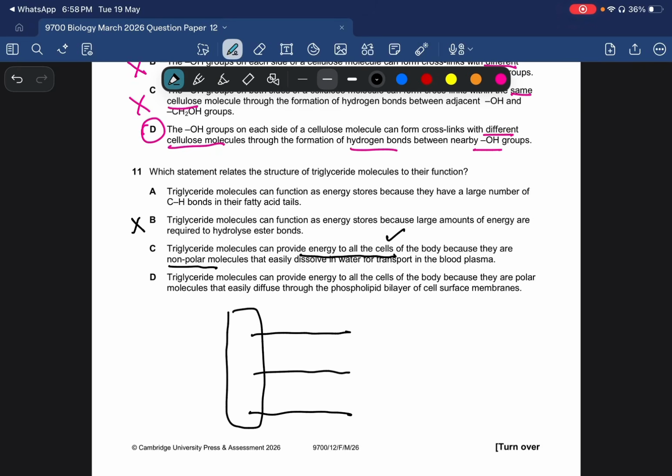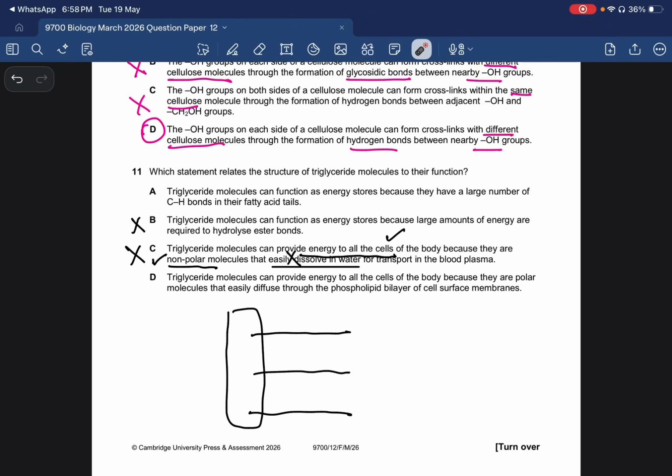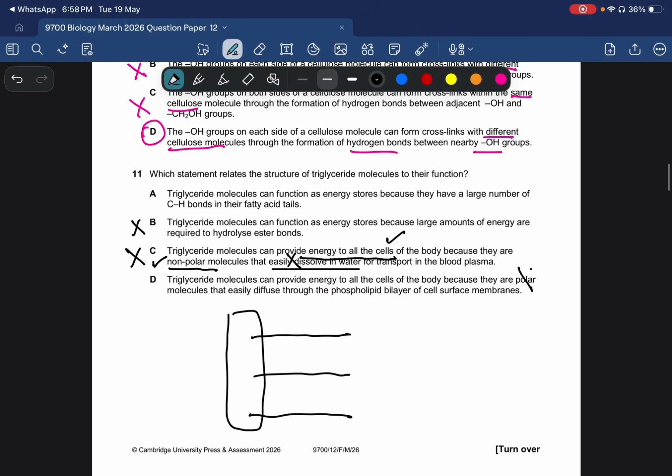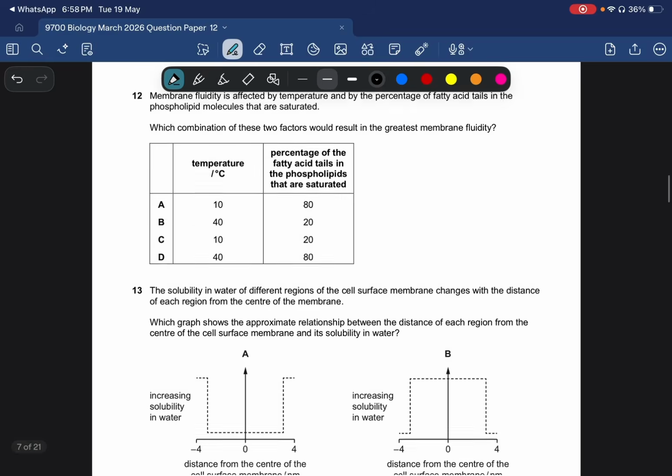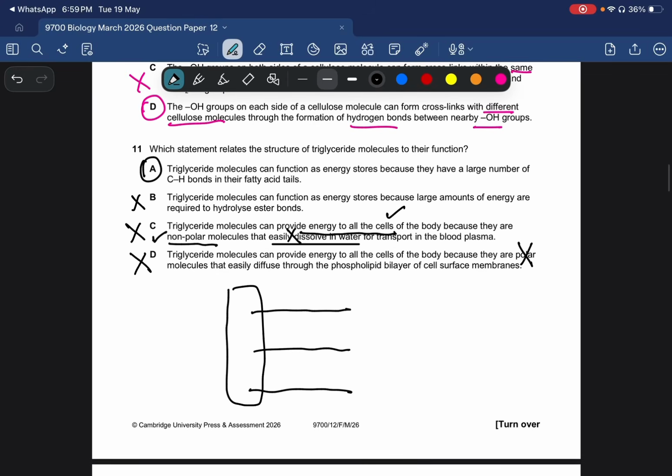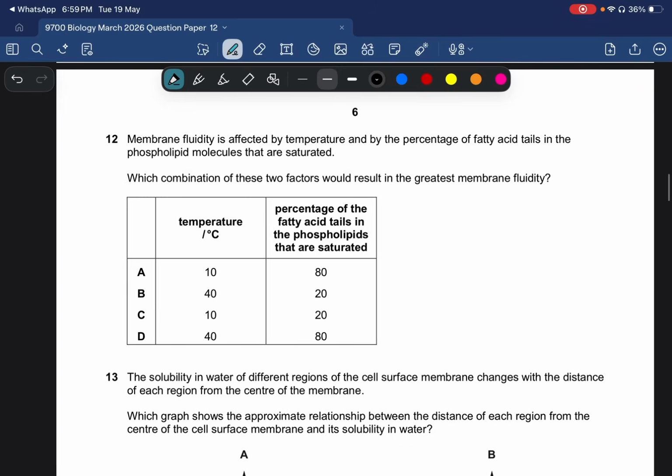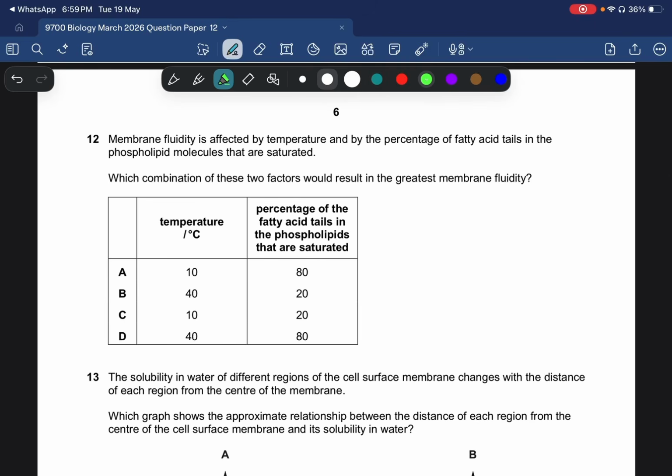Because they are non-polar molecules, correct? That easily dissolve in water. There we go. Wrong. If they are non-polar, how are they water soluble? So C is wrong. Triglyceride molecules can provide energy to all of the cells of the body because they are polar. Nope, nope, nope. D is also wrong. So A is correct. Always go through every single word in the answer choices. And this is specifically correct for bio, this trick or this tip, because they just play with you on those one or two words, right?